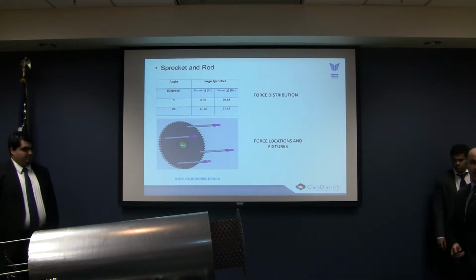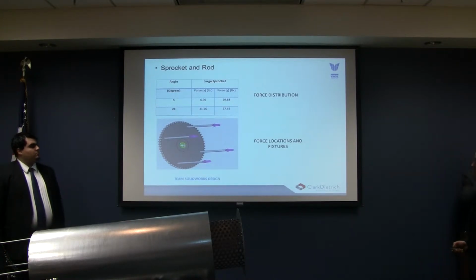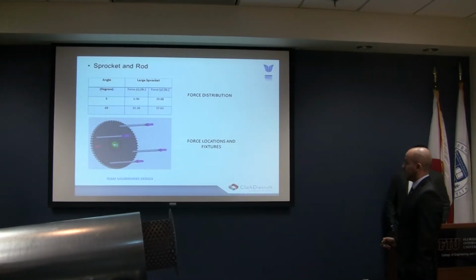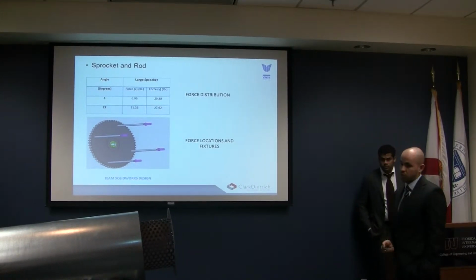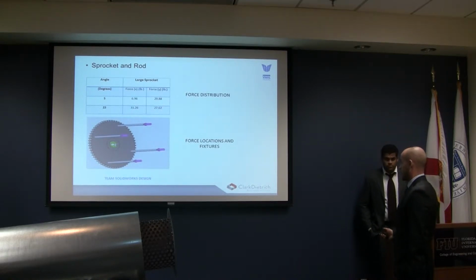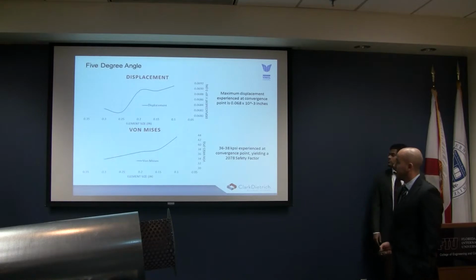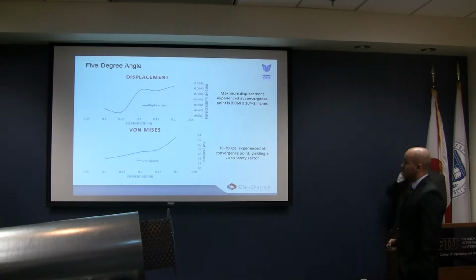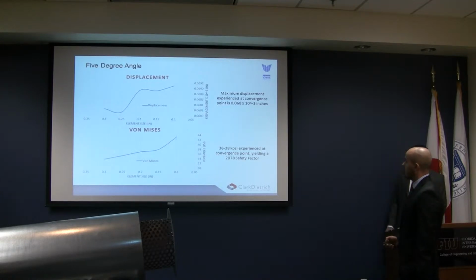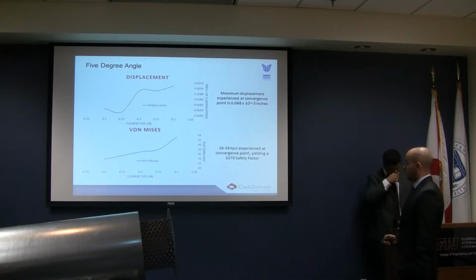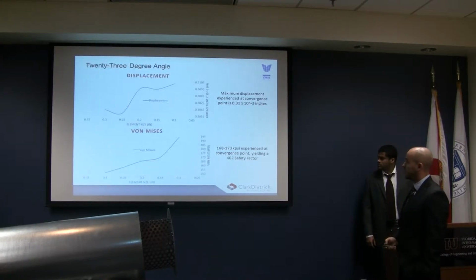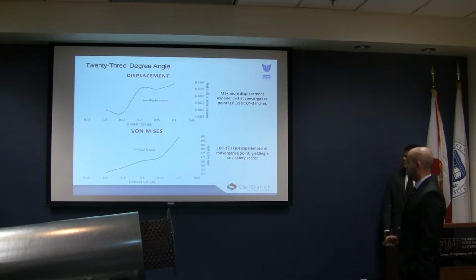The same analysis that Maggie just mentioned, as far as stress analysis, we applied to the sprocket assembly. Again, we broke down the total weight of the filter into the X and Y components to determine the forces. We found the stress displacement convergence on the sprocket assembly at the 5 degree angle, and we found a factor of safety of 2,000 for this setup. At the 23 degree angle, we found a factor of safety of 462.